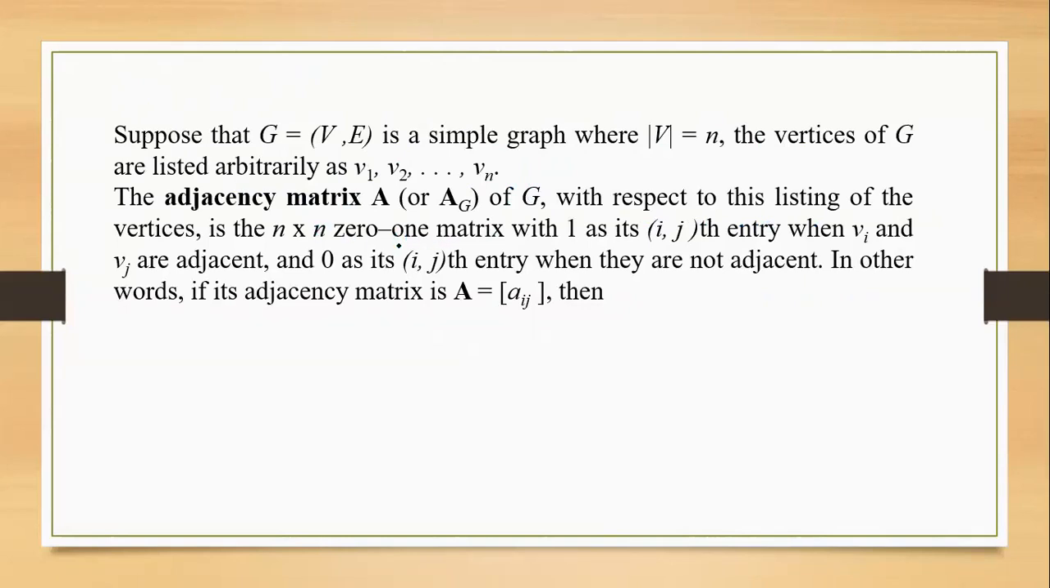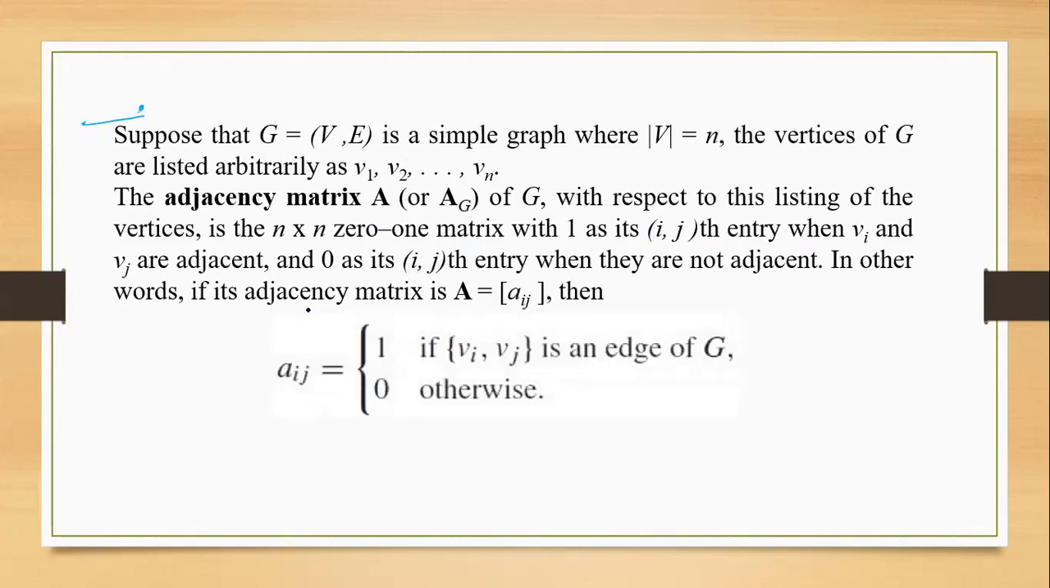So again, similar to relations, this is also a 0, 1 matrix with 1 as its i, jth entry when Vi and Vj are adjacent. So if there is an edge between two vertices, then we will write 1, otherwise 0. In other words, if the adjacency matrix A is equal to A of i, j, then if there is an edge between the vertices, we will write 1. If there is no edge, we will write 0.